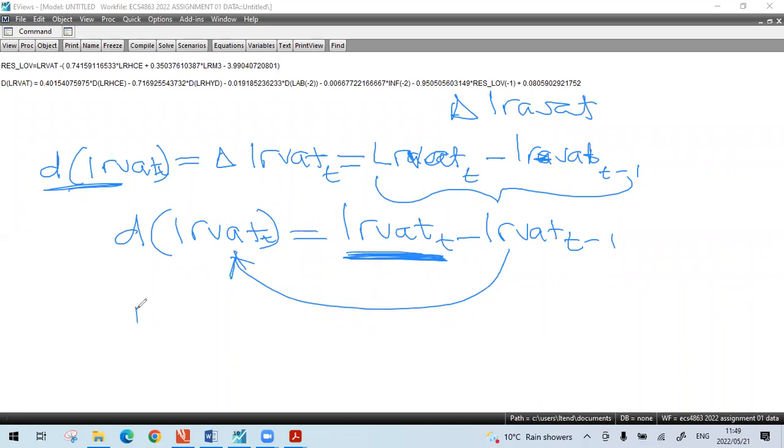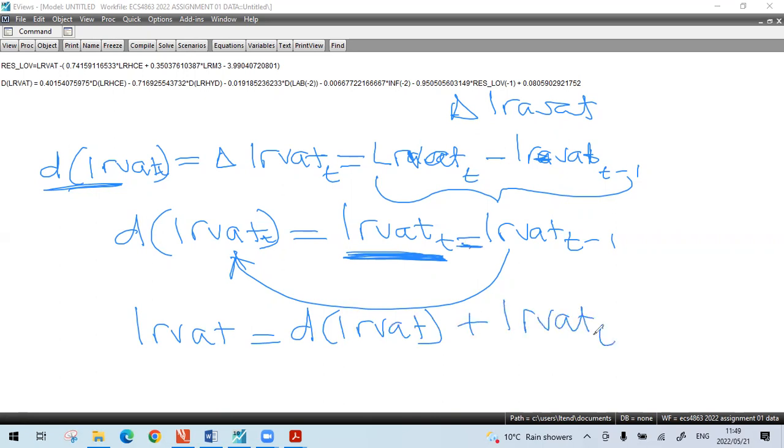Yeah. So I have LRVAT is equal to D LRVAT. It was negative, so it will be plus LRVAT T minus 1. That's how you remove the D's. So playing around with this, you are clever because you need this one. How do you get the one without a D? You want to remove the D.